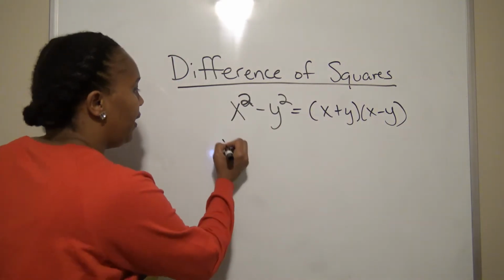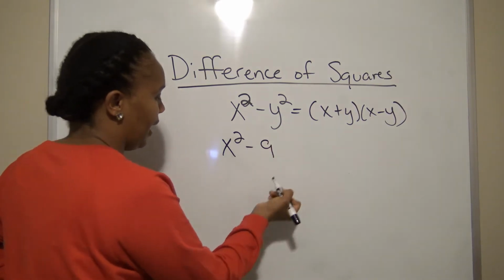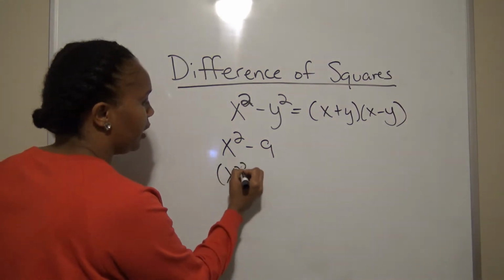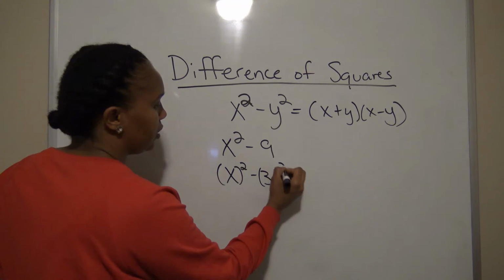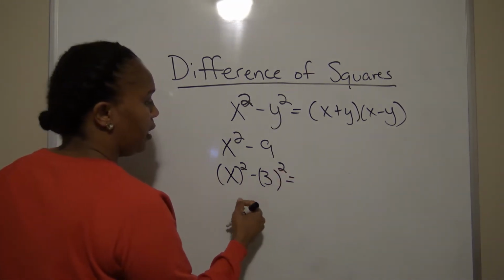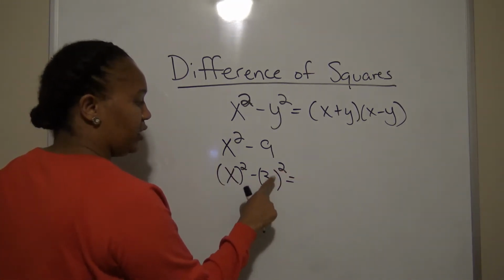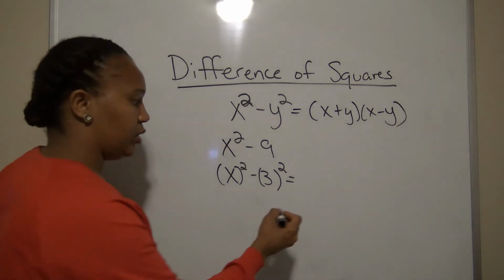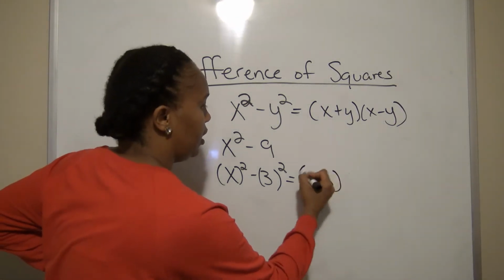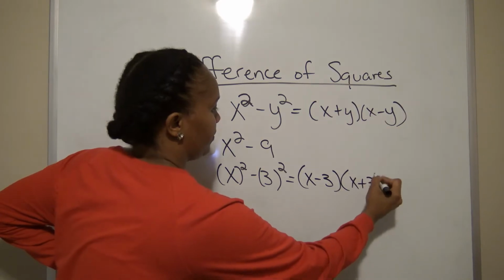So for example, if you had x squared minus 9, that's the same as saying x squared minus 3 squared. So since that's x squared minus 3 squared, that is the difference of squares. So you can write that as x minus 3, x plus 3.